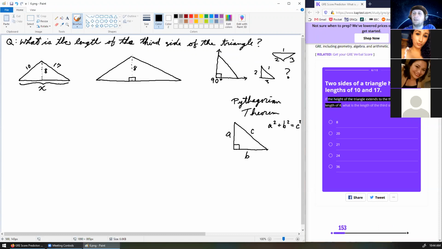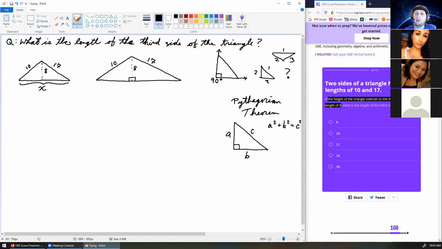So they both have one side length of 8. We have one side length 10 and one side length here 17. So on a right triangle, this side here, what's the name for that? Not the length. The name. The hypotenuse. Right. That's 17, isn't it? Right.